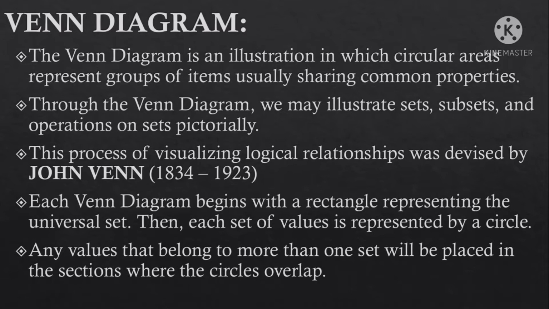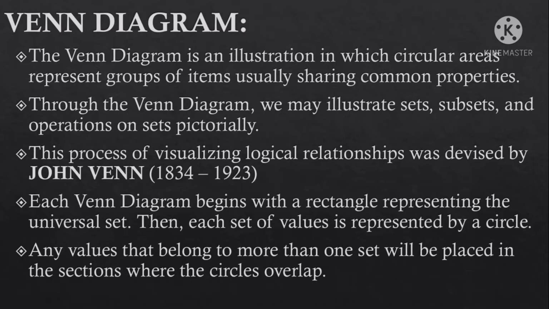The Venn diagram is an illustration in which circular areas represent groups of items usually sharing common properties. Through the Venn diagram, we may illustrate sets, subsets, and operations on sets pictorially. This process of visualizing logical relationships was devised by John Venn.